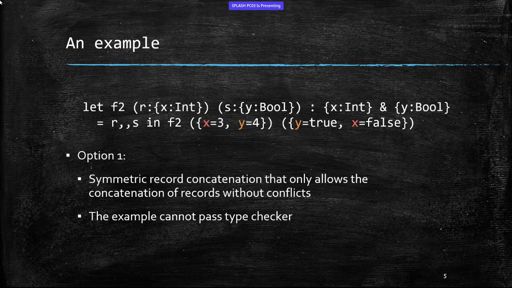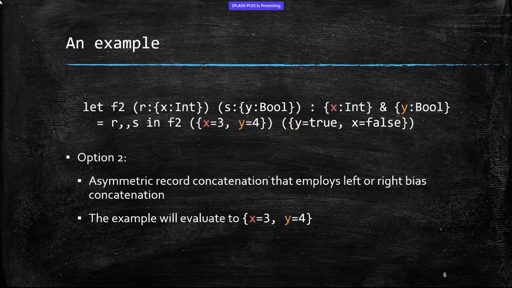We have two options. Option one is to employ symmetric record concatenation that only allows the concatenation of records without conflict. Therefore, the example above cannot pass the type checker because X and Y appear in both arguments. Another option is to use asymmetric record concatenation that employs left or right biased concatenation. Therefore, the example will evaluate to a record whose field X is 3 and field Y is 4. However, the type of field Y will be int rather than bool, so a conflict arises.